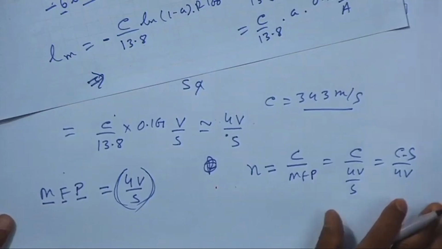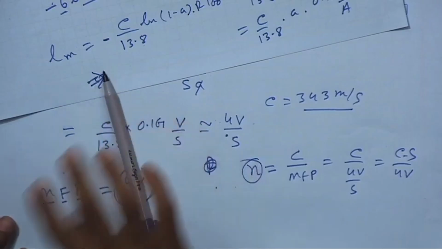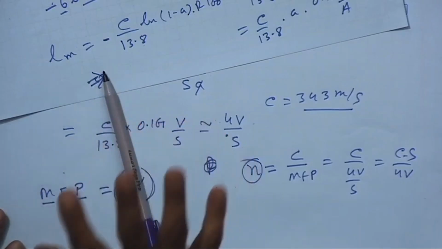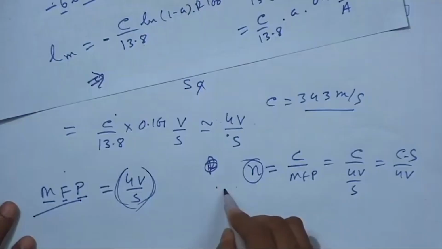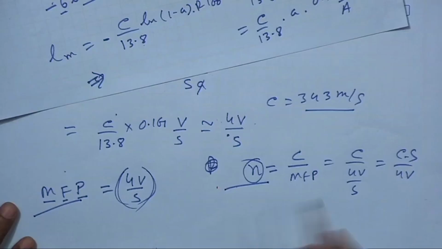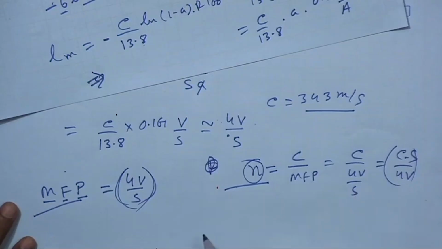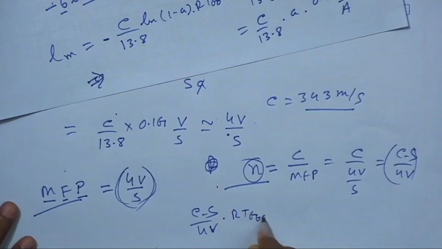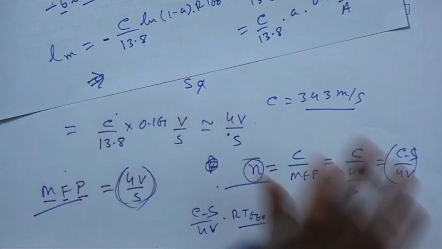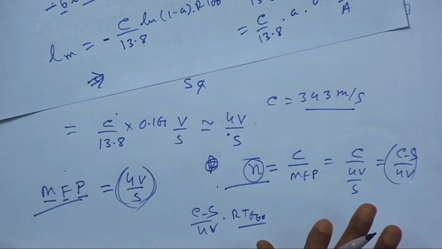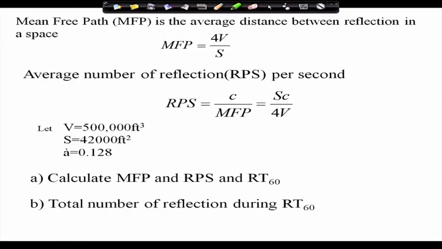Depending on the number of reflections, I can say whether this room supports statistical reverberation time or not. So, for a given room dimension, I can calculate the mean free path and the number of reflections per second. And the number of reflections within the reverberation time is c into S by 4 V into RT60. So, I can calculate all those parameters. Okay. So, this is more or less the reverberation time.